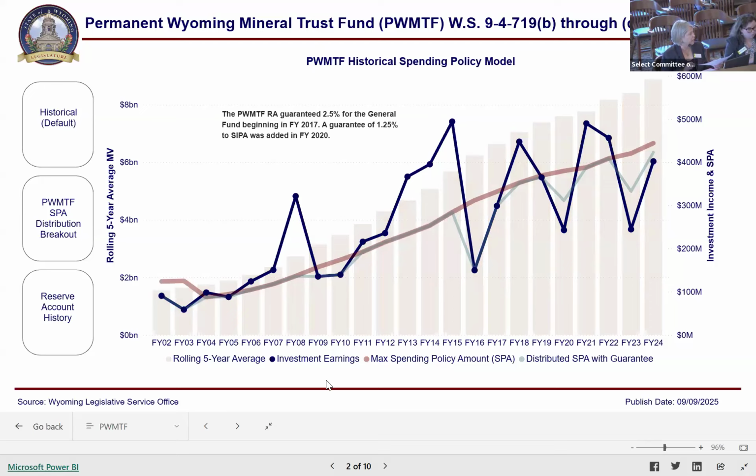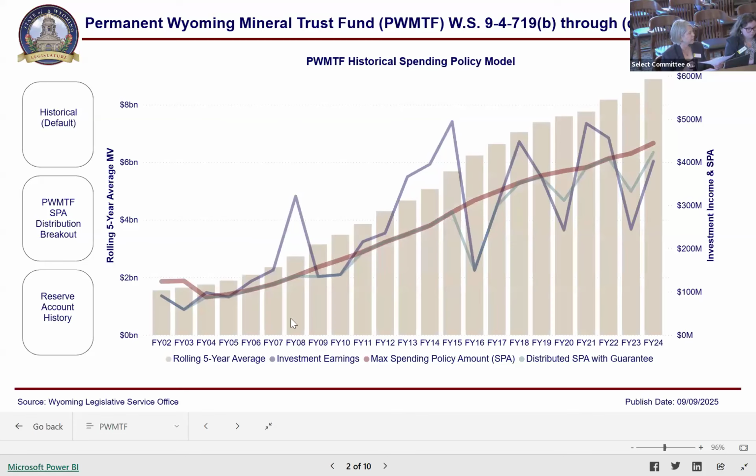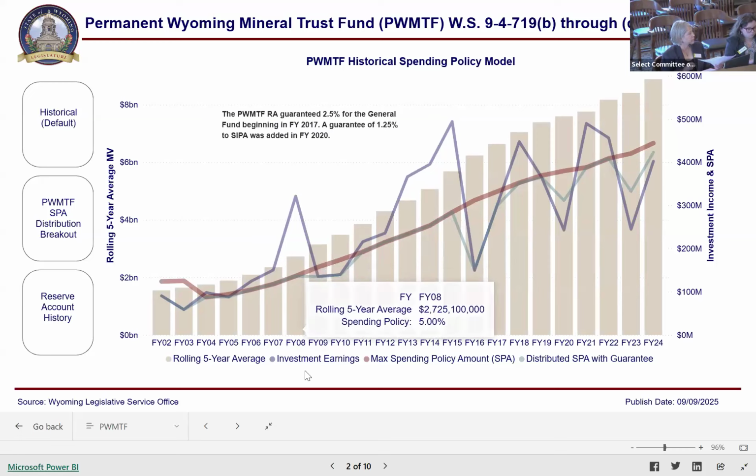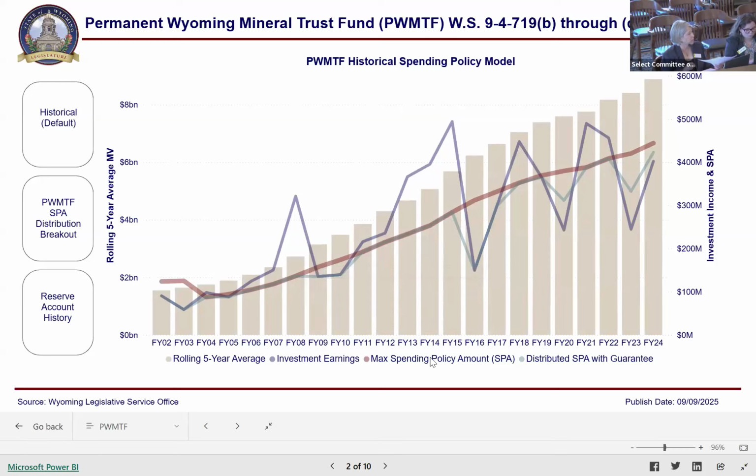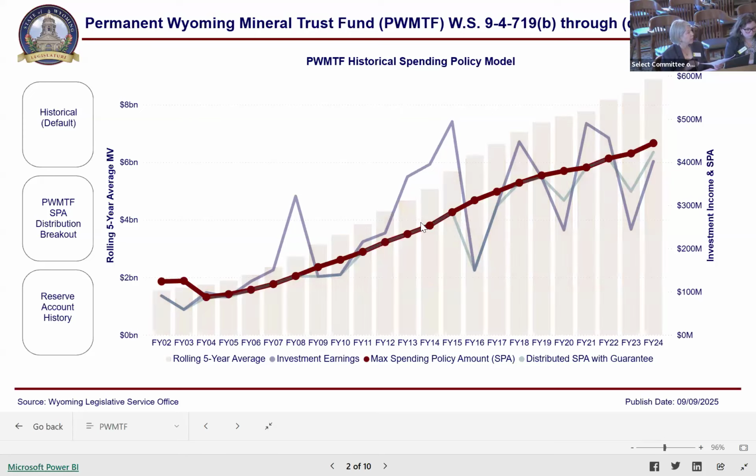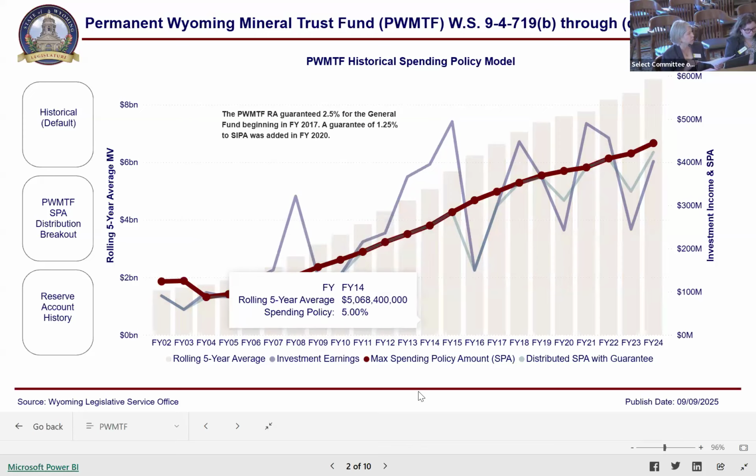When you hover over any element of this chart, it's going to give you the amounts, and that's helpful. Now the tan bars in the background represent the size of the fund. That's our rolling 5-year average market value. Also, when you hover over a bar, it shows you the spending policy percentage. When you multiply those two together, you get the red line, which is our spending policy amount in dollars. You can see how that red line trends along with the size of the tan bars.